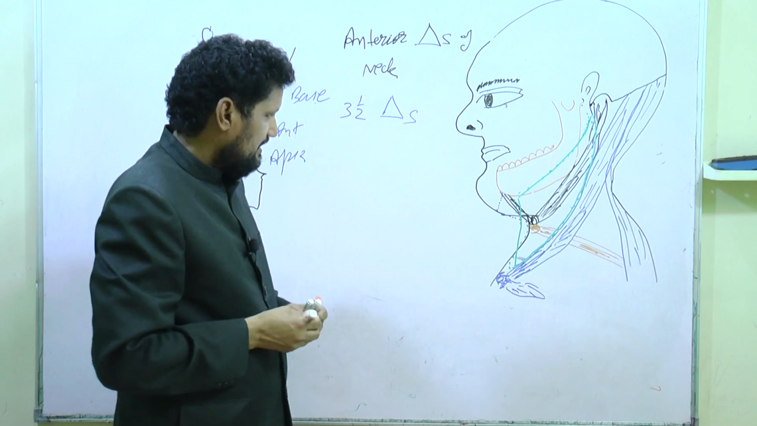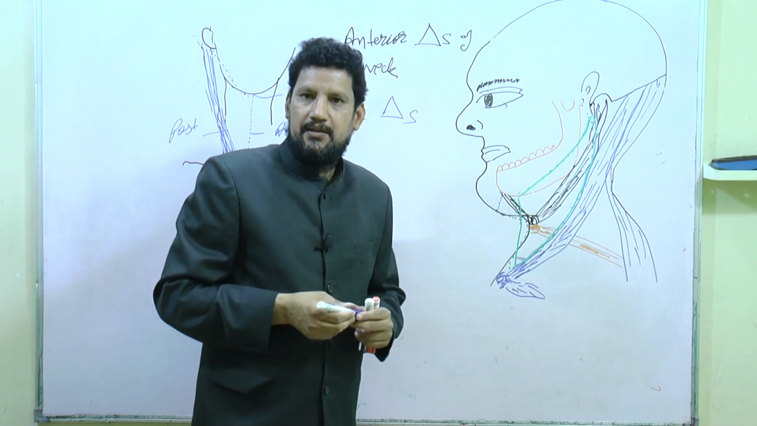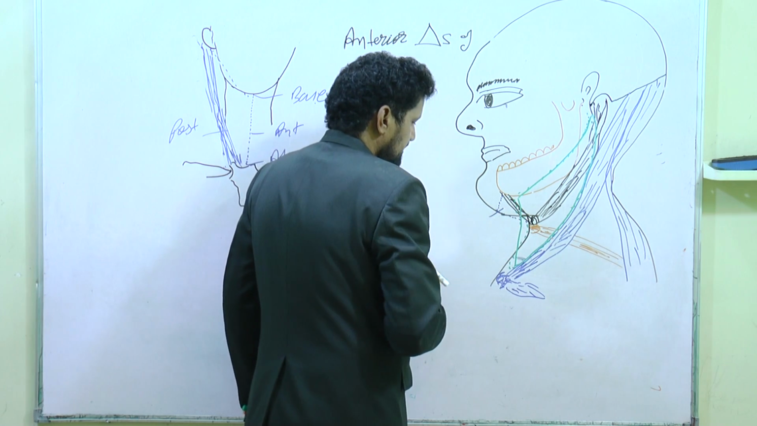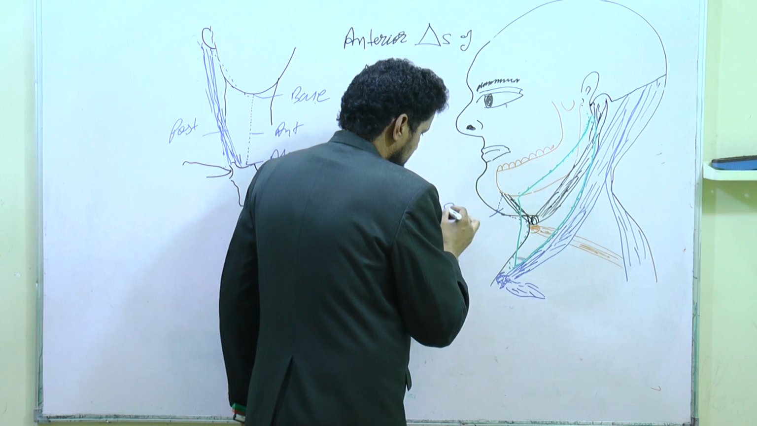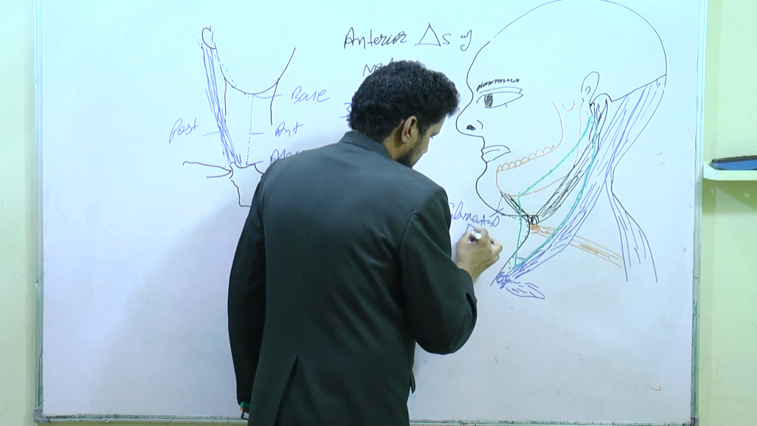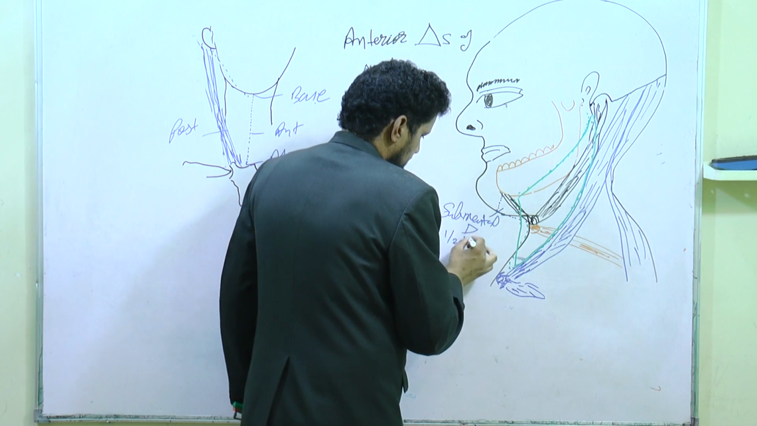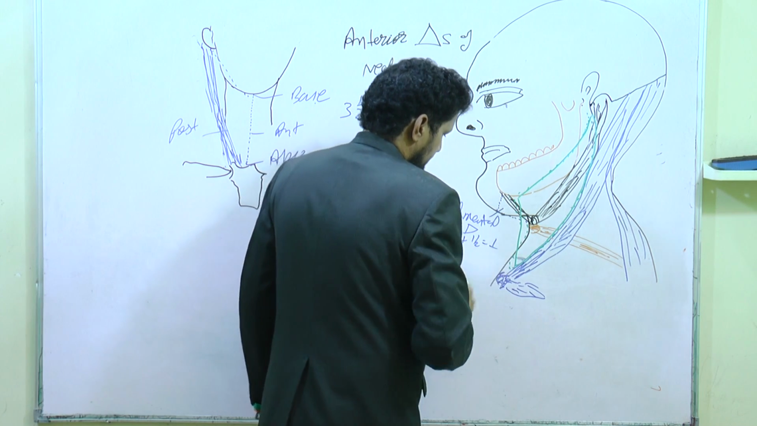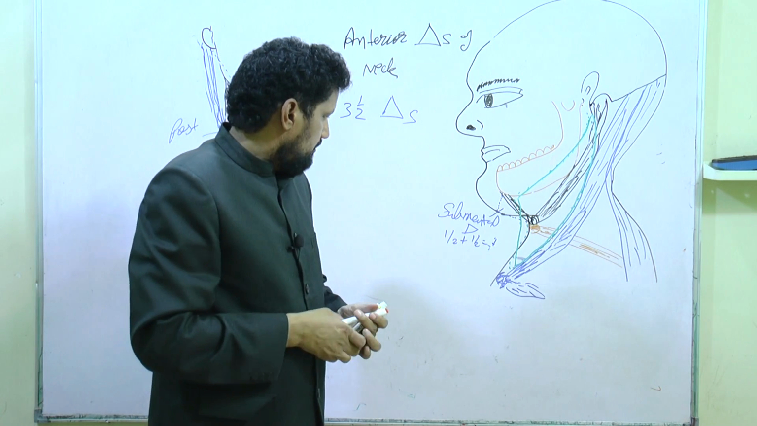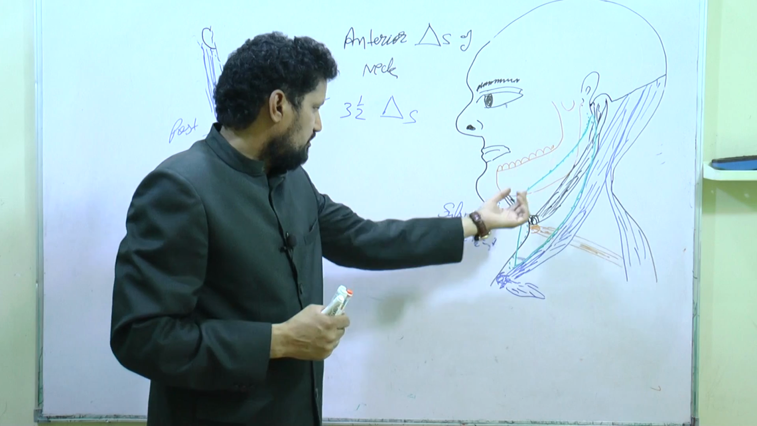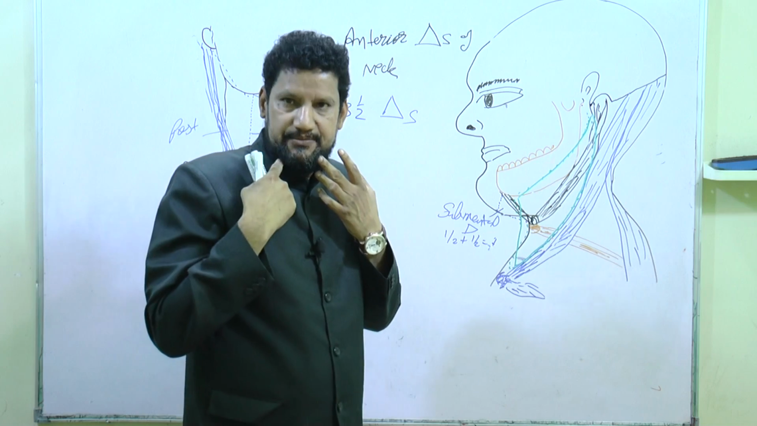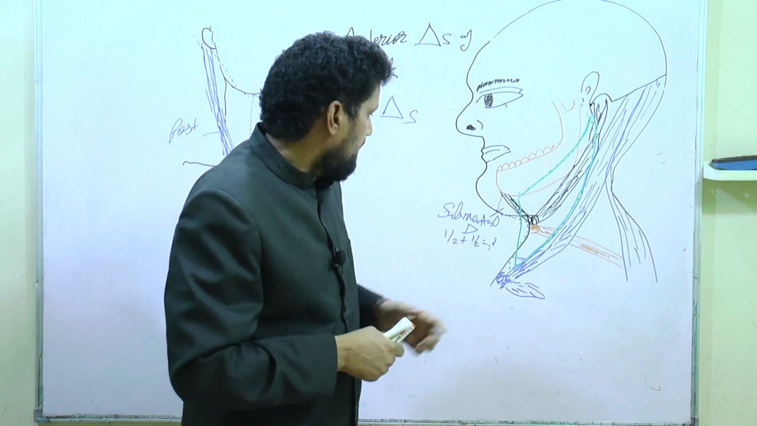This half triangle is known as the submental triangle. Because it is beneath the symphysis menti, it is known as the submental triangle. It is half on the right and half on the left, forming one triangle. So the submental triangle is bounded on both sides by the anterior bellies of the digastric on the right side and left side. The base of this triangle is formed by the hyoid bone.